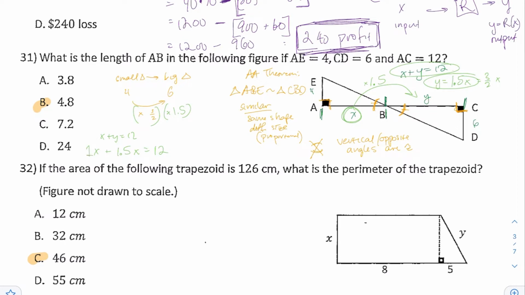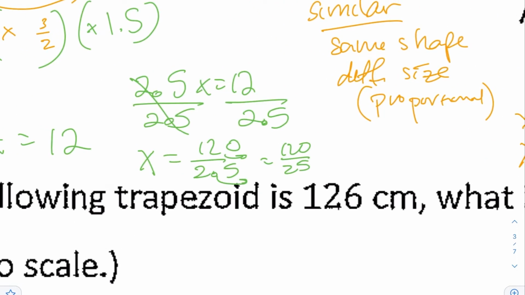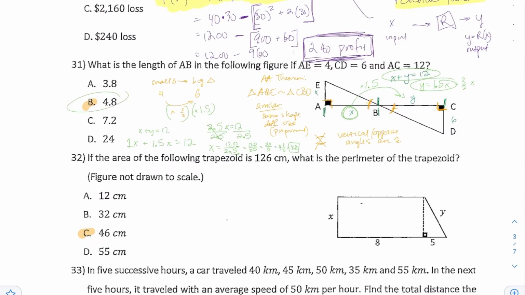And the coefficient of x is 1. So essentially this means that 2.5 times x equals 12, and you can divide by 2.5 on both sides. So x would be 12 over 2.5, or if you move the decimal over, this would be 120 over 25. And to simplify 120 over 25, you can divide top and bottom by 5. And that will give you 24 over 5, which is 4 and 4/5, or 4.8. So x would be equal to choice B, 4.8.